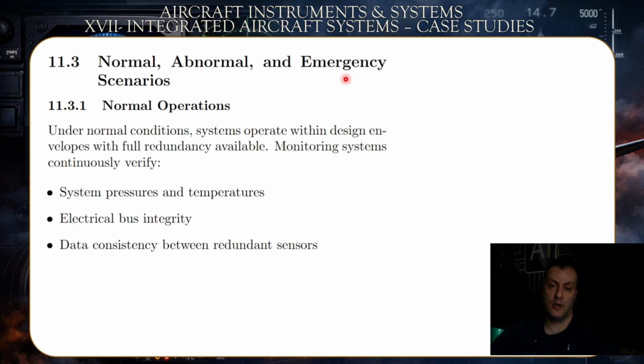Normal, abnormal, and emergency scenarios. Normal operations. Under normal conditions, systems operate within design envelopes with full redundancy available. Monitoring systems continuously verify that system pressures and temperatures are nominal, electrical bus integrity is correct, and data consistency between redundant sensors, meaning they are pulling the same correct values. Okay, that is data consistency.